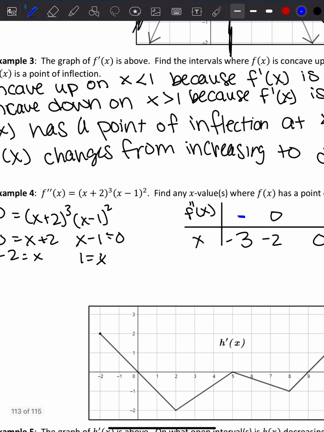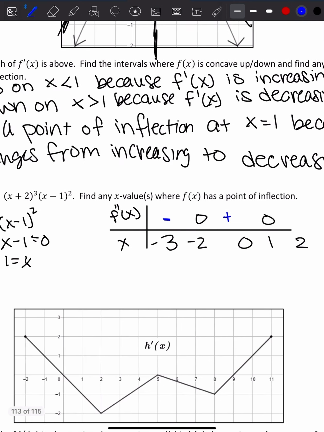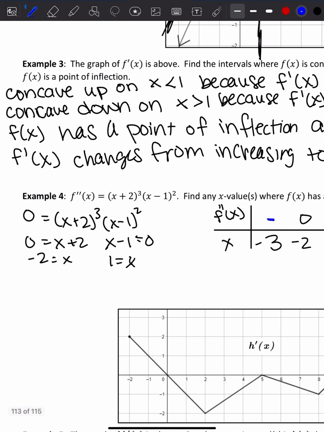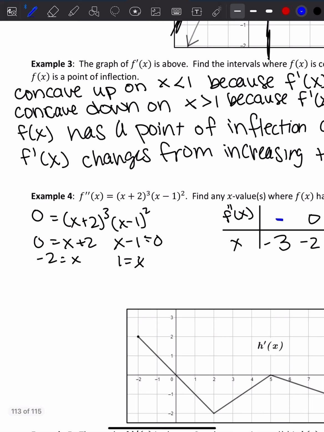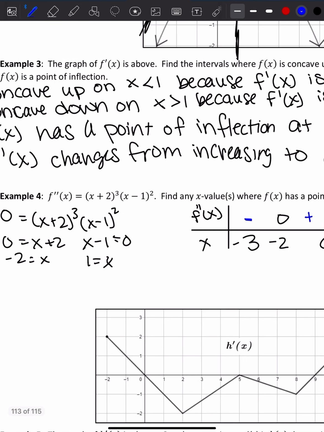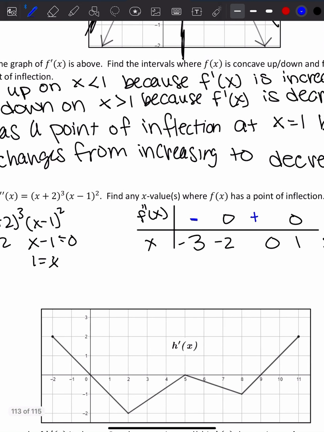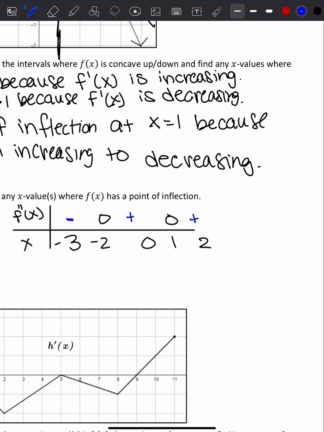If we plug in 0, 0 plus 2 would be a positive. 0 minus 1 is going to be negative, but squared, it's a positive, so we have a positive times a positive. And then our last one, 2. 2 plus 2 is 4. Cubed is still going to be a positive number. 2 minus 1 is 1. Squared is going to be a positive number, so this is positive.